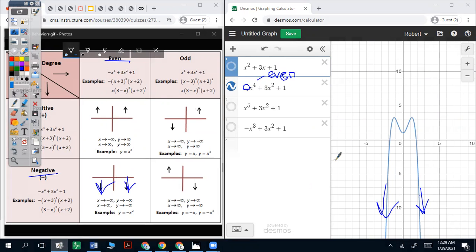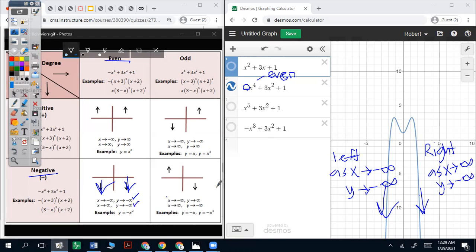So it's going to have an end behavior on the left side, as x goes to negative infinity, y goes to negative infinity. So it's going down, it's going to go to negative infinity down here. On the right side, as x goes to infinity, y goes to negative infinity. So it's still pointing down, so it's going to have a negative infinity both for the y's on the left and the right side. That's even and negative.